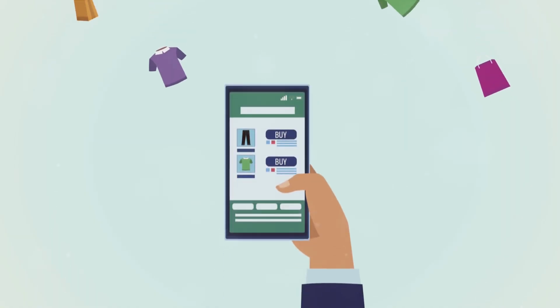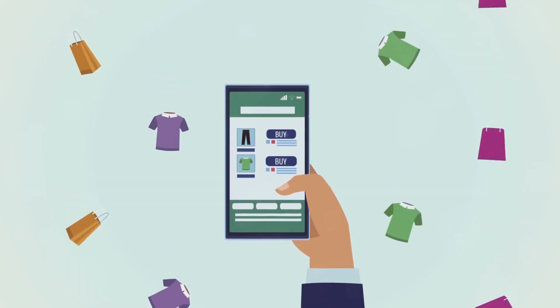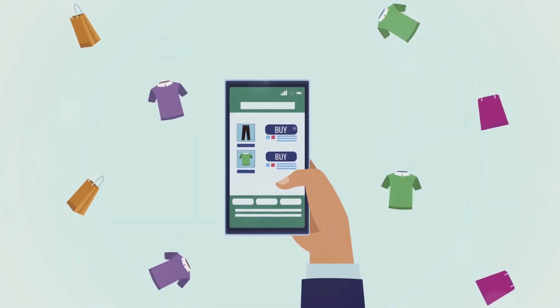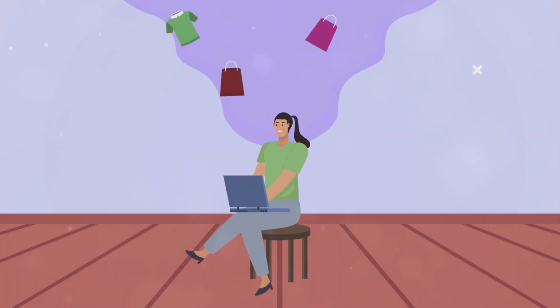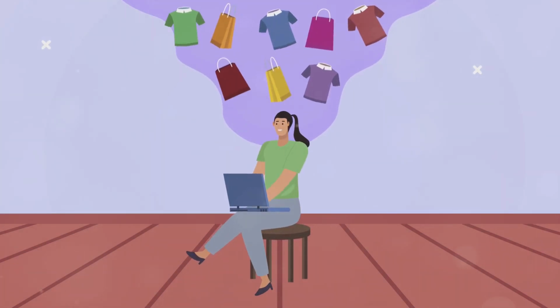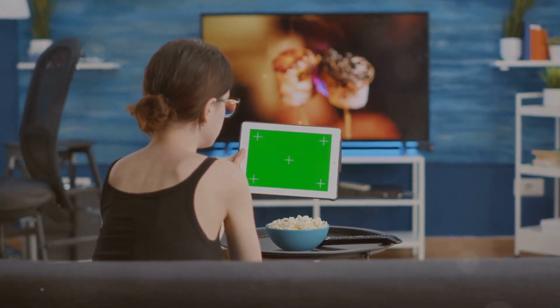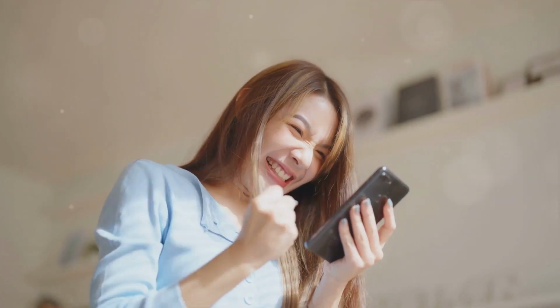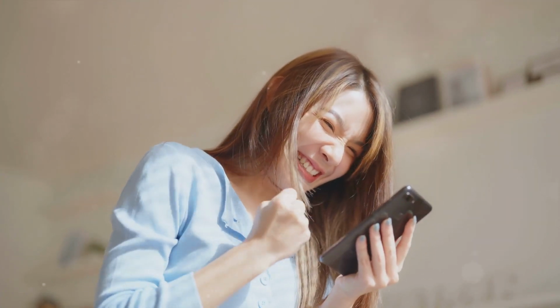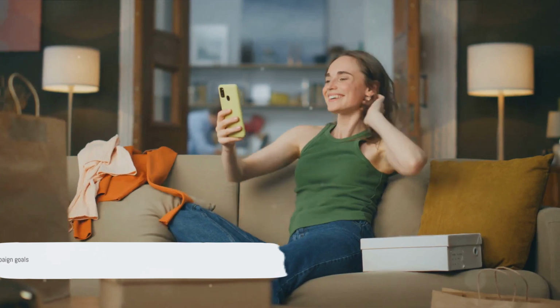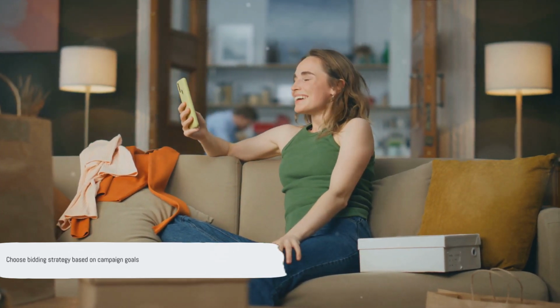Now let's talk bidding strategies. TikTok offers 3 types: cost per click, cost per 1,000 impressions, and cost per action. Cost per click is the amount you pay each time a user clicks on your ad. Cost per 1,000 impressions is the amount you pay for every 1,000 views of your ad. And cost per action is the amount you pay when a user completes a specific action like making a purchase. The strategy you choose will depend on your campaign goals.